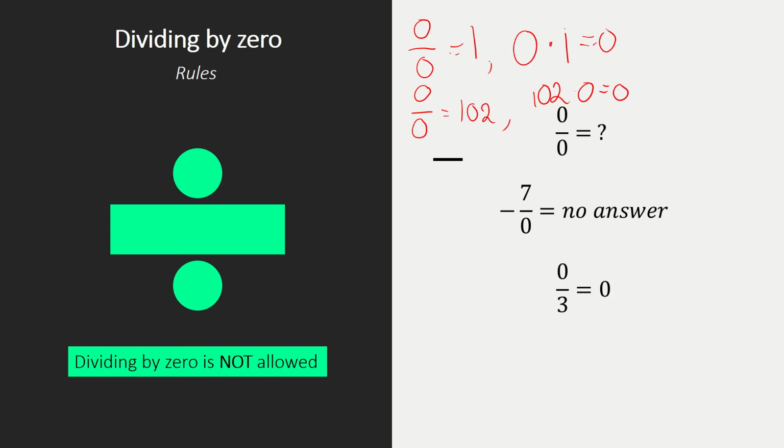If you get confused, then please make a little story for yourself. So you could say, I've got 0 apples and I'm going to divide them over 3 children. Then we know that every kid will get 0 apples. But if we have 7 apples and we're going to divide them over 0 kids, that's impossible because there are no children. That's why it has no answer. 4 divided by 4 is the same as 1.